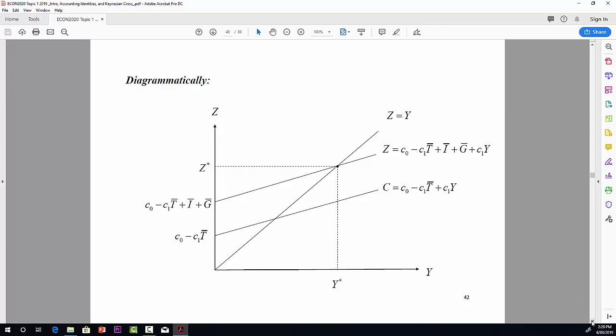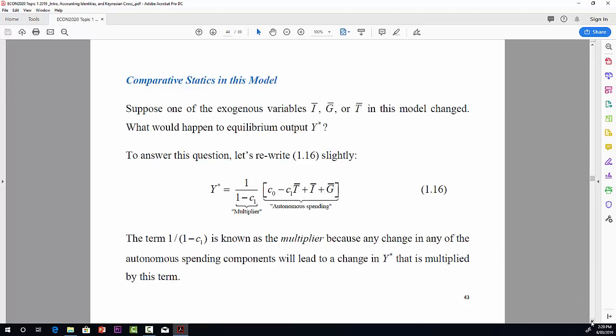Now, let's look at some comparative statics in this model. So really, a lot of what economics is about, macroeconomics, is how can we use policy to change things? And how is the economy going to be kicked around by exogenous good or bad events?